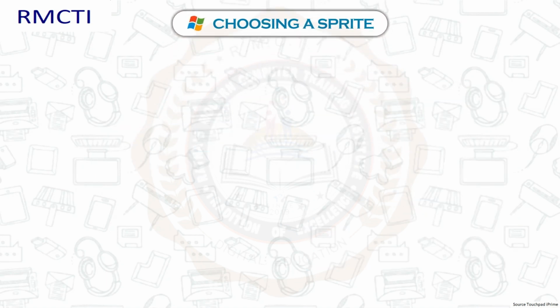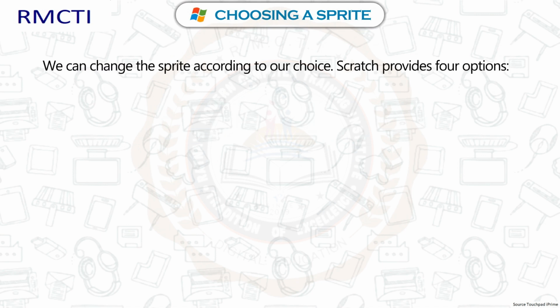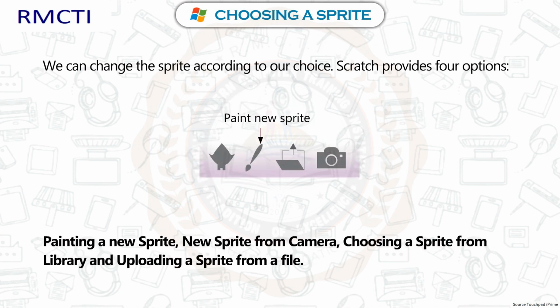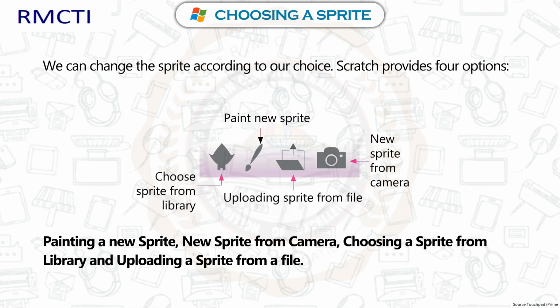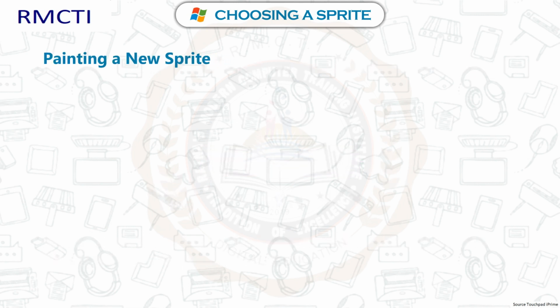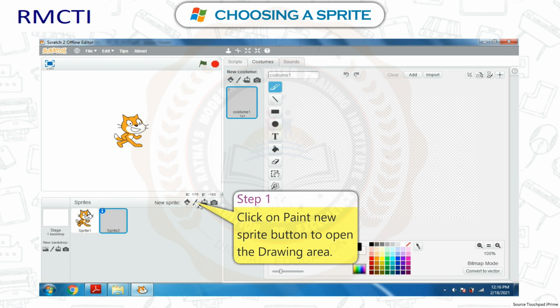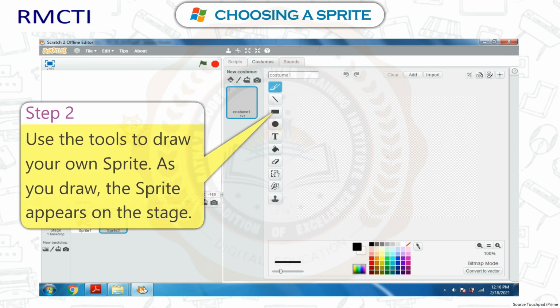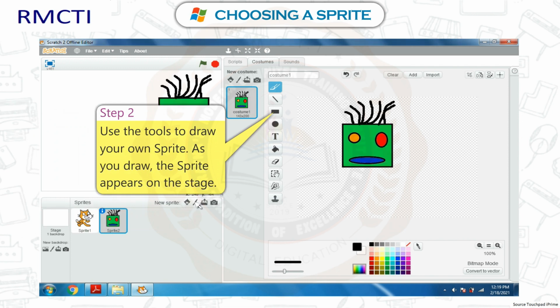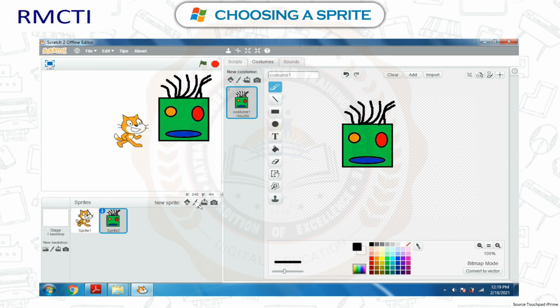Choosing a sprite. We can change the sprite according to our choice. Scratch provides 4 options: painting a new sprite, choosing a sprite from library, uploading a sprite from a file, and a new sprite from camera. Painting a new sprite. To paint a new sprite, follow these steps. Step 1. Click on Paint New Sprite button to open the drawing area. Step 2. Use the tools to draw your own sprite. As you draw, the sprite appears on the stage.